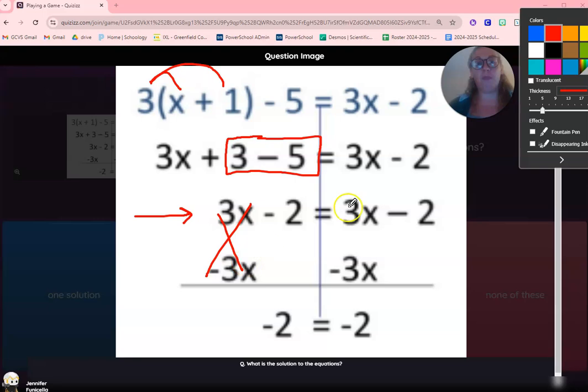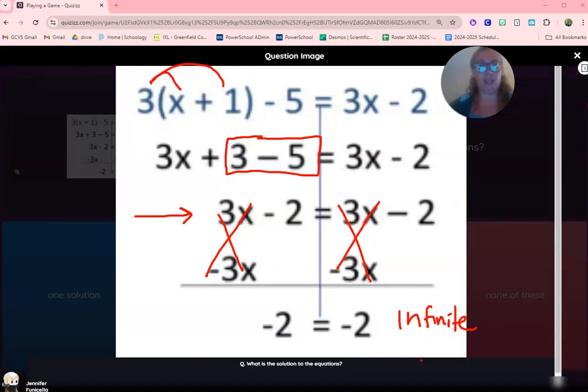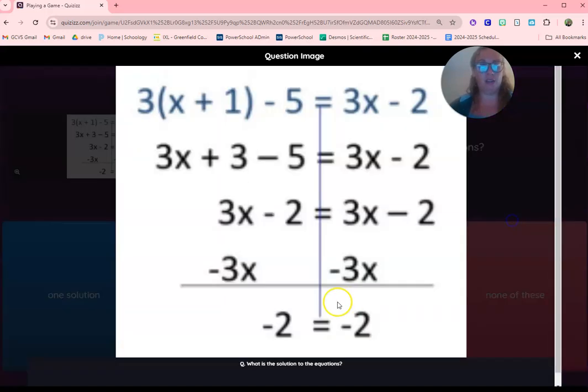Subtracting 3x on both sides, it will cancel, and we're left with negative 2 equals negative 2. So this is infinite solutions. We could plug any value in for x and we would get a true statement. Infinite solutions here.